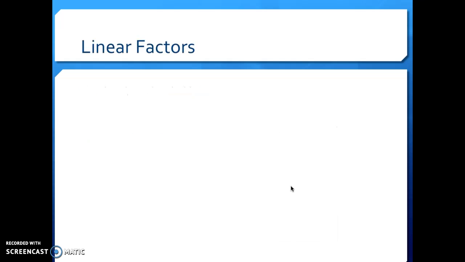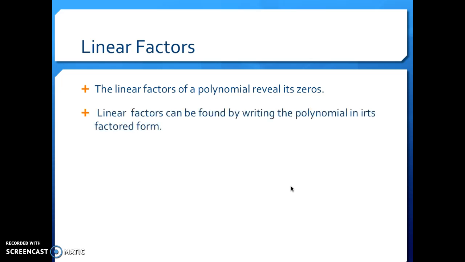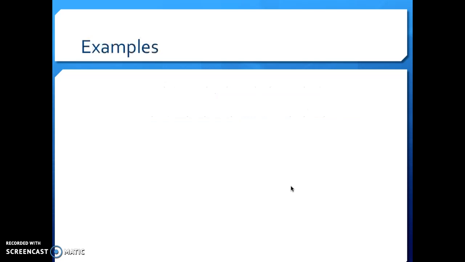Now let's look at linear factors. The linear factors of a polynomial reveal its zeros. Linear factors can be found by writing the polynomial in factored form. So for an example, write the function f(x) equals x cubed minus 2x squared minus 15x in factored form.